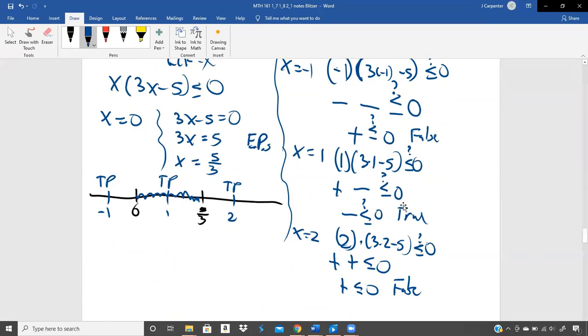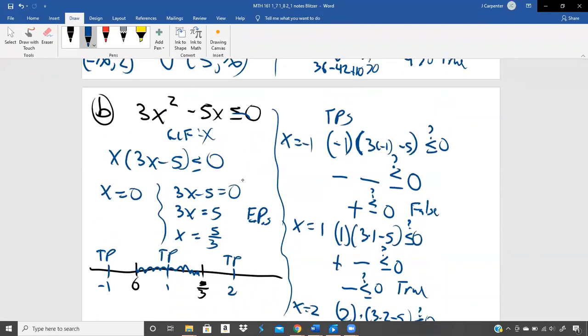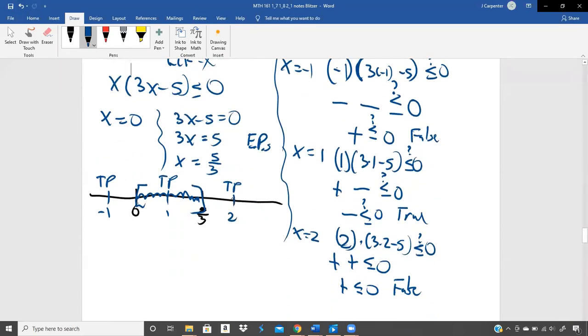Now we've got to give them brackets or parentheses as necessary. The original problem had the or equal, which means brackets. But the actual answer is in interval notation. We have our 0, comma, we have our 5/3. We bracket both of them, and that's the answer.